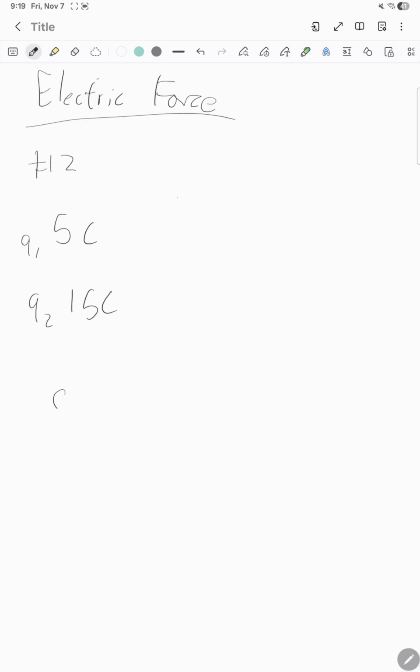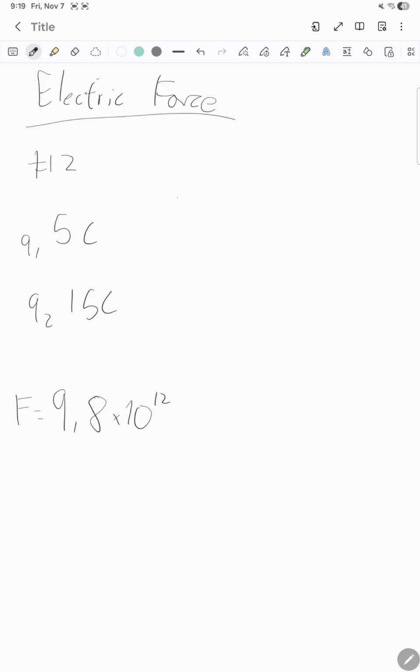Problem 2 says two charges. We have Q1, which is 5 coulombs, and Q2, which is 15 coulombs. This time, we don't know the distance, but we do know the force. Let's say the force will be 9.8 times 10 to the 12. This is the force that is felt by them.